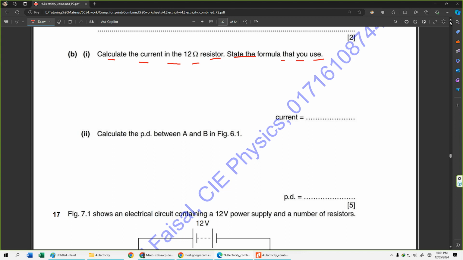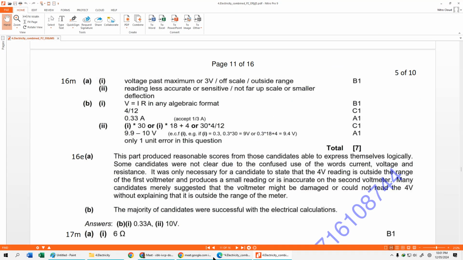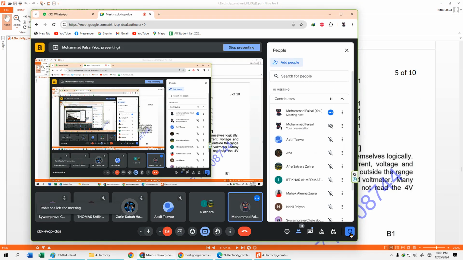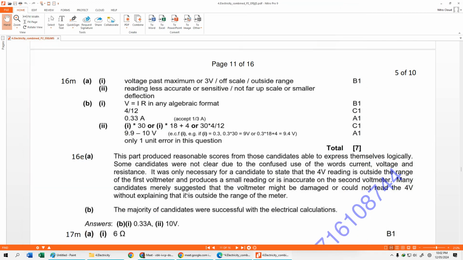বলেন পারা গেছে, মিলছে? B1 এর আনসার কত? B1, B2 মিলছে? দেখতেছি দাঁড়াও। Yes, B1 is 0.33 and B2 would be 9.9 or 10 volt depending on your round up value. But if you have messed up your calculation, this could also be 9.4 volt. In that case, you're gonna get only one mark.